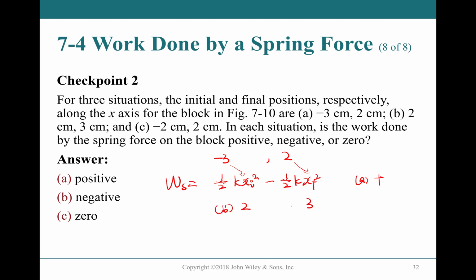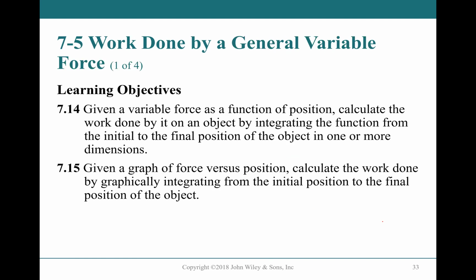2 and 3. 2 squared, you are going to get 4, and 3 squared, you are going to get 9, so you are going to get -5. And then actually 1/2 4k minus 1/2 9k, you are going to get a negative value. But if you have going from 2 to 2, then it's 4 minus 4, so it's 0. Okay. So it's only dependent on the initial position and the final position.